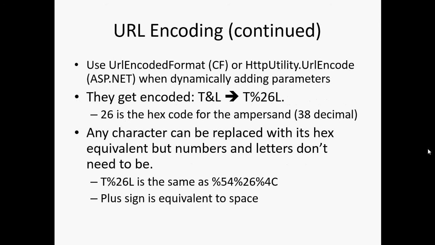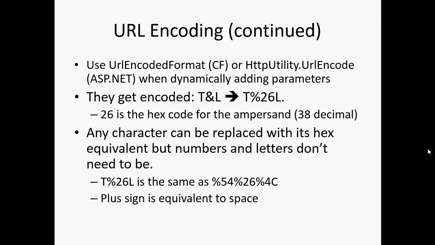Characters like carriage return, equal sign, and ampersand all get encoded into their ASCII hex codes. In ColdFusion, you have the URL encoded format function, and in .NET, you have HTTP utility.url encode. It's not just symbols that can get encoded, it could be letters too.